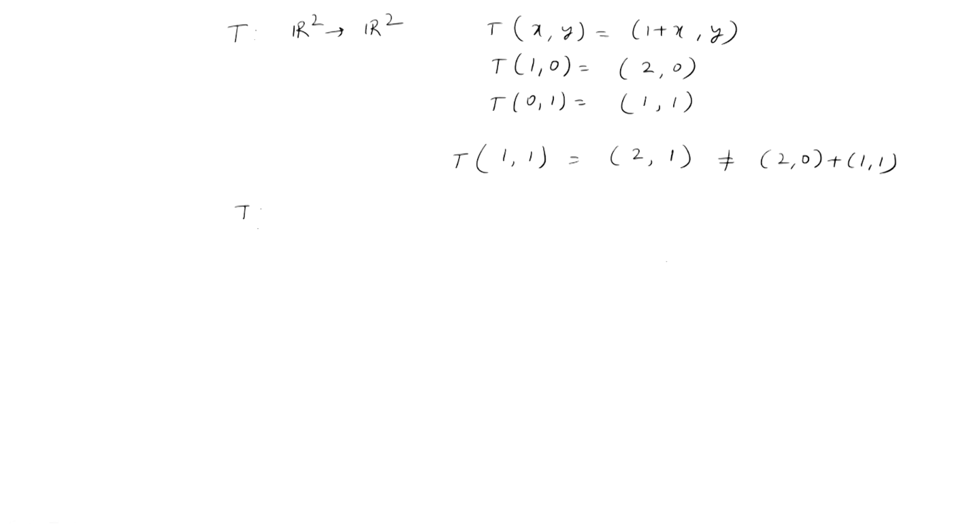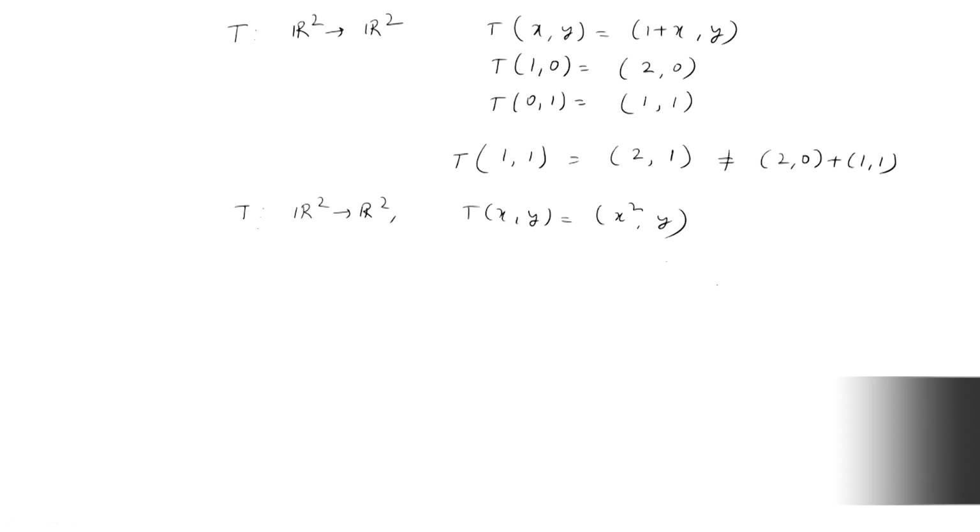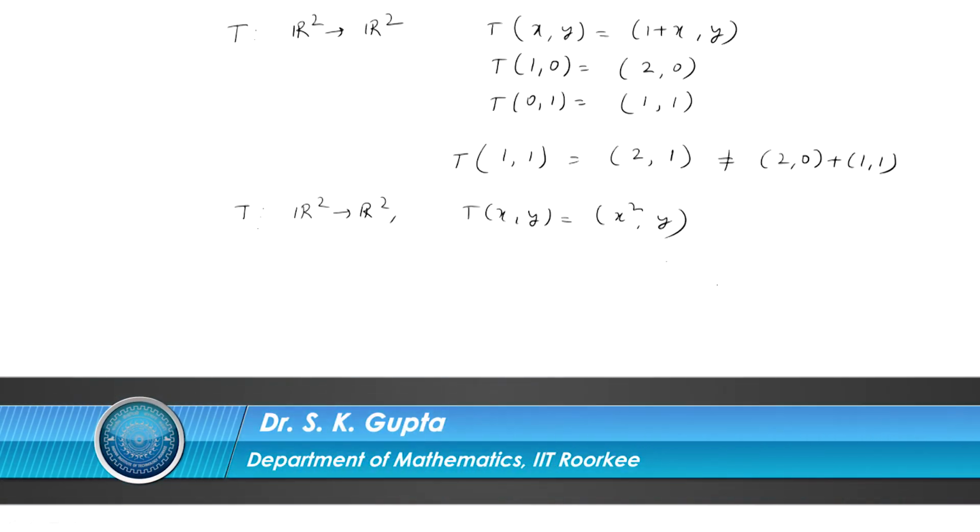Now, similarly, if you define T from R2 to R2 as T of (x, y) equal to (x square, y), it is also not a linear transformation. It is very easy to show, you simply give a counter example for this. So, in this lecture we have seen what linear transformations are and what the basic properties of linear transformation are. In the next lecture we will see some more properties of linear transformation.